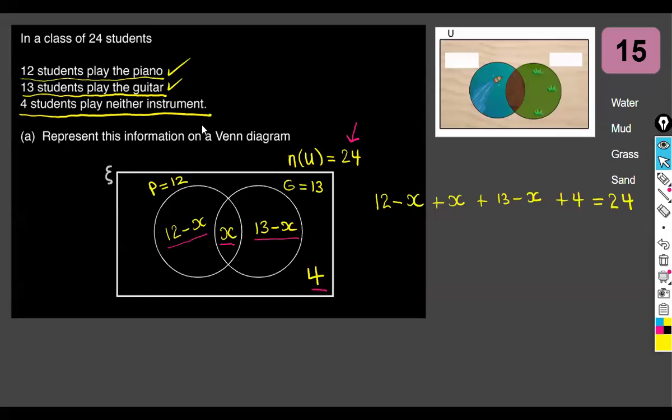We have just created an equation, and if we solve that equation, it will allow us to figure out the value of x. Once again, I don't mind saying it a second time. We now said if we add up everything, we are supposed to get 24. Remember, we do not have to add the 12 and the 13 on the outside. That has already been broken up inside the shape. So all I did was add 12 minus x, that's this guy, add it to x, that is this guy, add it to 13 minus x, that is this guy, and add it to 4. And I put it equal to 24.